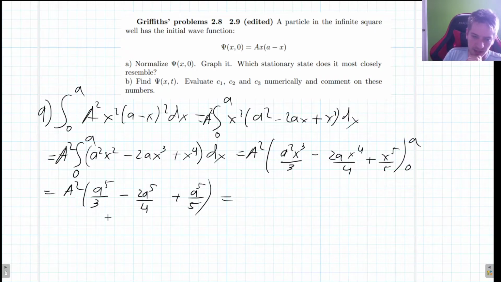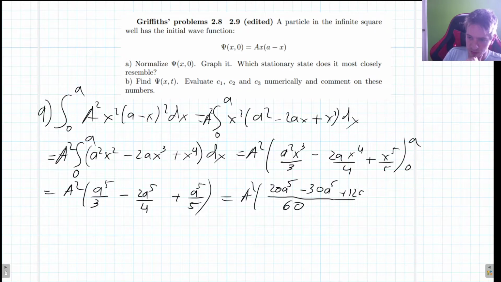So in order to find it, the easiest thing in this case is just to multiply all of these, 3 times 4 times 5, which is 60, and then we just see how much we need to multiply to each of these terms in order to get to 60. This is just normal algebra, so I'm just going to do this quickly. We get 20a to the 5th minus 15 times 2 is 30a to the 5th plus 12a to the 5th. And well, here we just sum these. We get 32 minus 30, so we get 2 divided by 60, so we get just A squared times a to the 5th divided by 30.